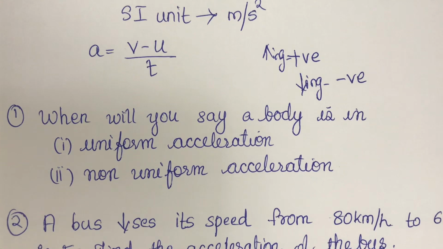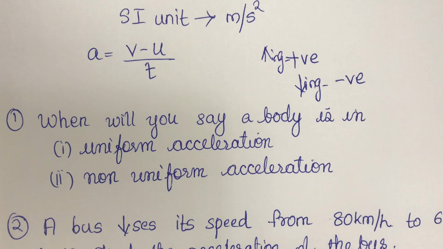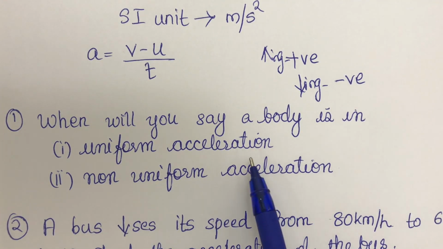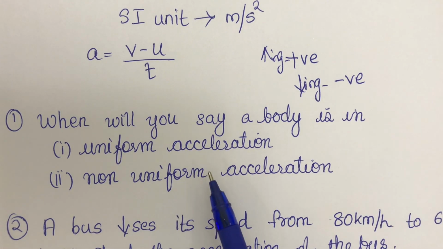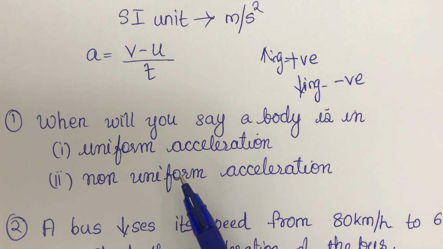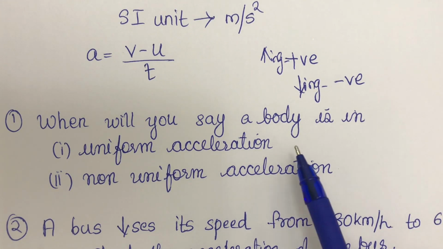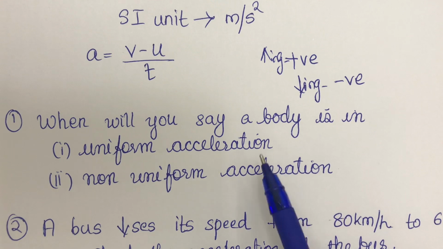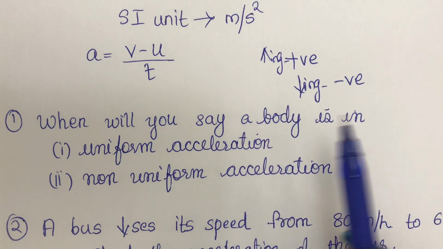Okay, so our first question from page number 103 is, when will you say a body is in uniform acceleration and also non-uniform acceleration? What is uniform acceleration, right? A body is said to be in uniform acceleration when the velocity is increasing or decreasing at a uniform rate. That is, velocity will be increasing or decreasing equally at equal intervals of time, right?